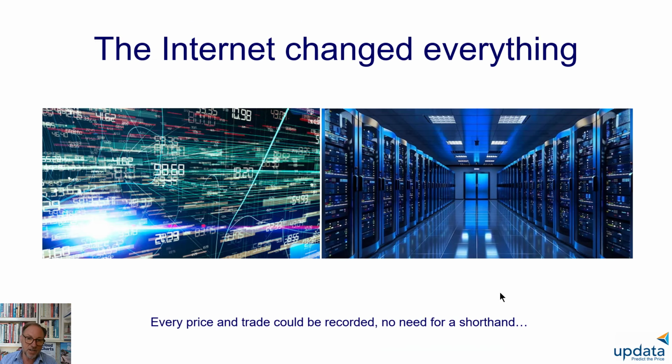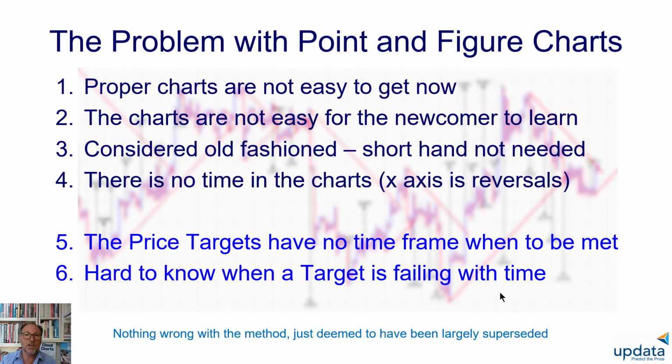And the internet changed everything. Every price and every trade could be recorded. There was no need for this method anymore, no need for the shorthand. And that's really why, in a way, point and figure charts have been superseded. But it's a bit of a shame, because with that we've lost the real value of the targets. So the proper charts are not easy to get now. They're not easy for a newcomer to learn. They're considered old-fashioned. The shorthand is no longer needed.